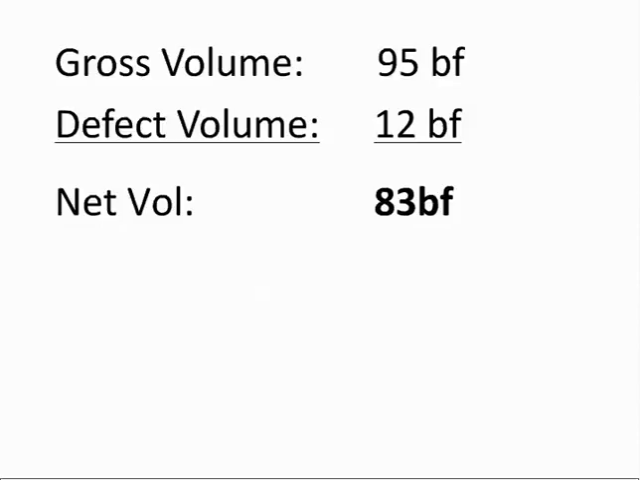So this one's pretty easy, but you got to keep in mind if it's the whole length, then it's divided by 1. If it's the whole diameter, then you have a problem.